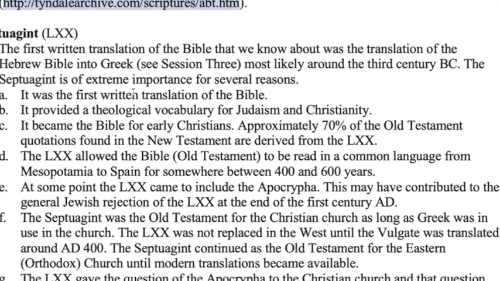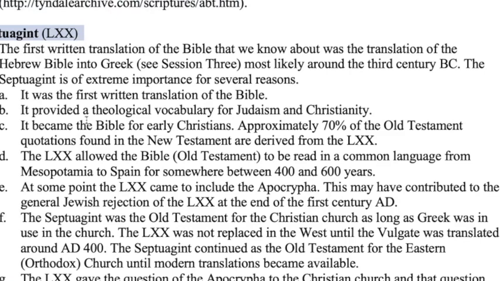So the next big translation is called the Septuagint. Now this is a very important translation in Bible history. This is the first translation of the Bible from Hebrew into Greek. Now, as time went on and Alexander the Great and those who followed him conquered the Middle East and parts of Europe, all the way over to India, they brought with them their language. And so people began to speak Greek.